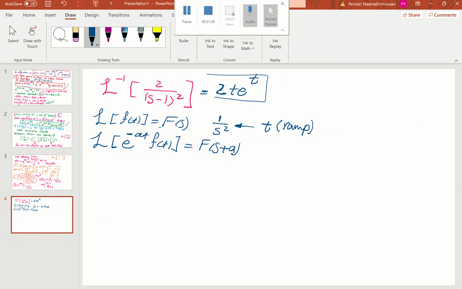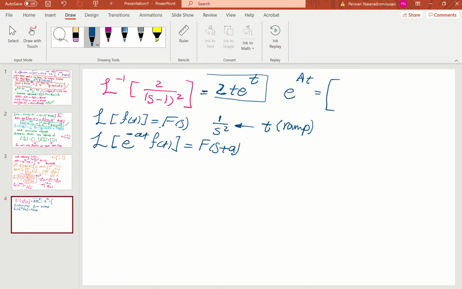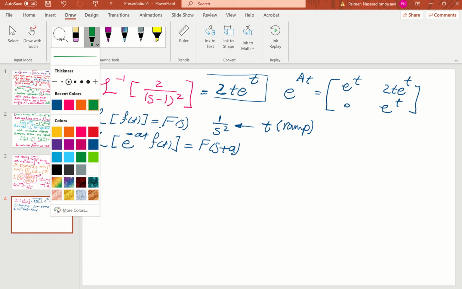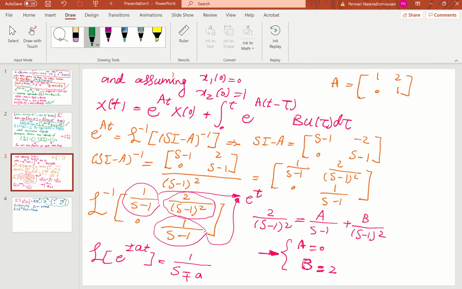So we found that the matrix exponential is going to be based on whatever we found from here: e to the t, 2t e to the t, 0, e to the t. Bingo, right? Why are we finding this? Because this is part of our solution to the state space equations. Understand? So now we can expand this.